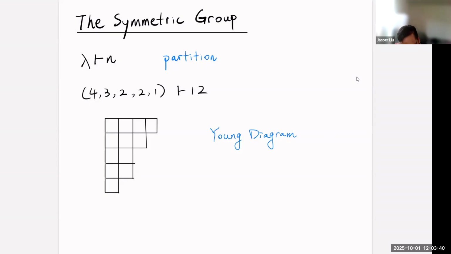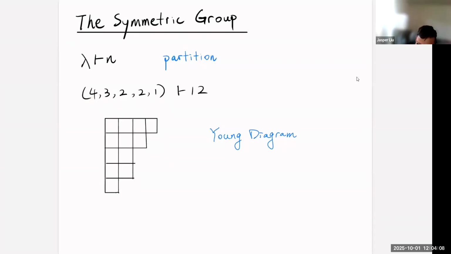A partition of n is just a sequence of positive integers that are non-increasing that sum up to n. And we associate to a partition its Young diagram by putting, as in the example, 4 boxes in the first row, and then 3 boxes in the second row, 2 in the third row, and so on.